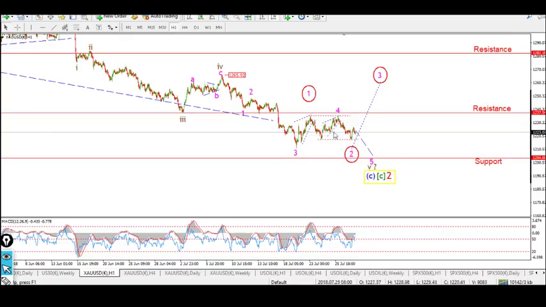So we could be talking about a 1-2 pattern complete. And the fact that the price hit the lower trend line and had a nice little bounce off to a higher low so far does shift focus to the bullish alternate in the short term.